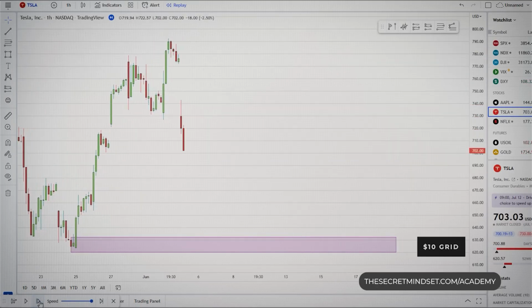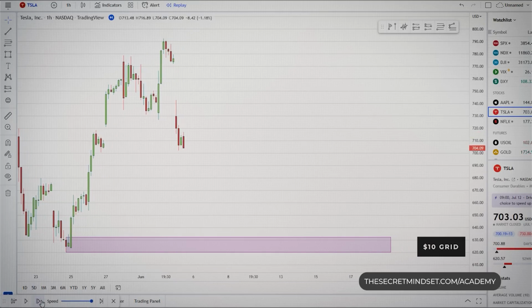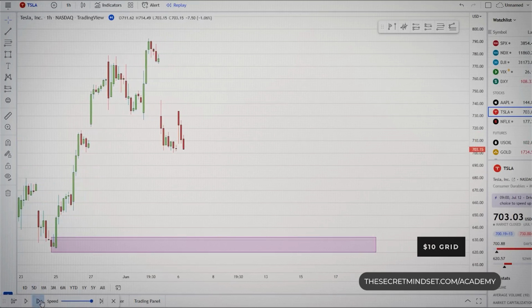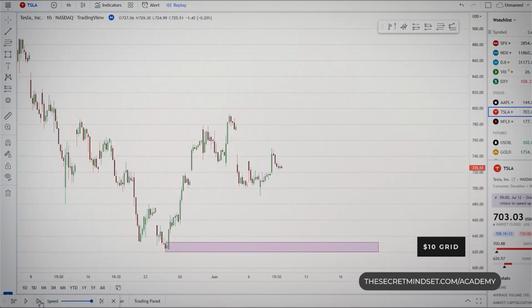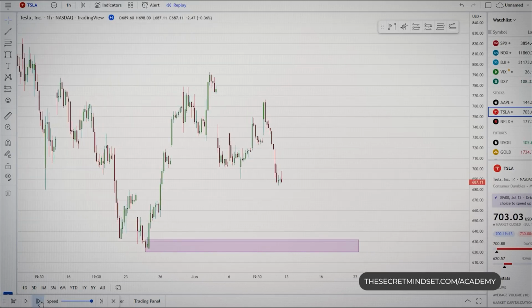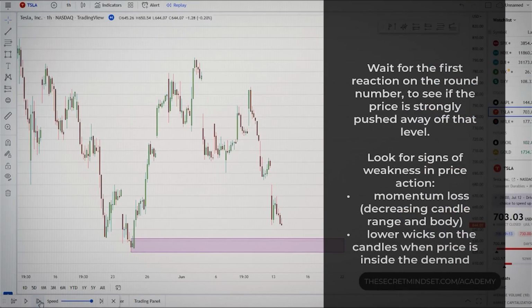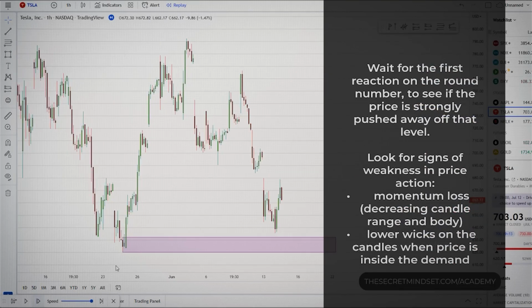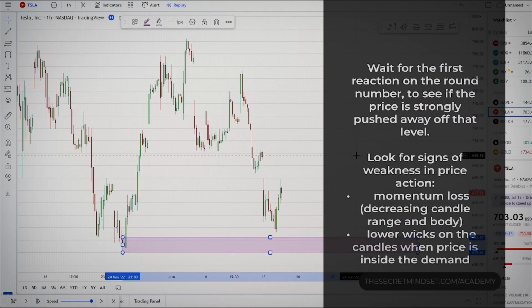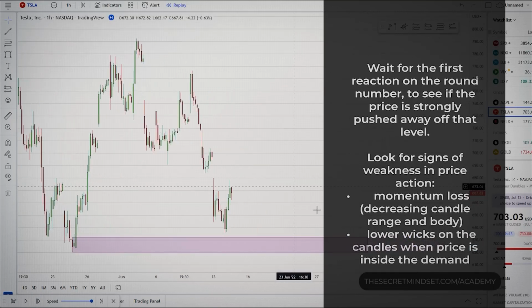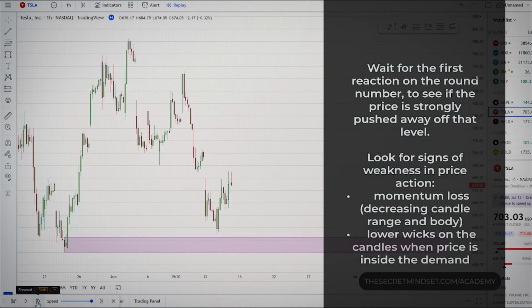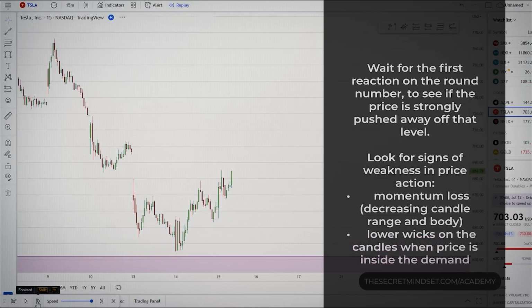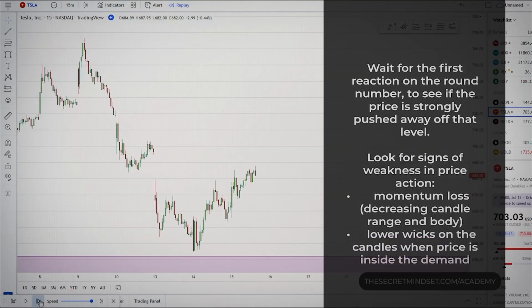I set a $10 grid on this market and observe that our demand zone includes 2 round numbers. Now we'll wait for a confirmation because we don't know which level will hold. A good idea for confirmation is to wait for the first reaction on the round number to see if the price is strongly pushed away off that level. I also want to see signs of weakness in price action: momentum loss, decreasing candle range and body, and lower wicks on the candles when price is inside the demand zone.